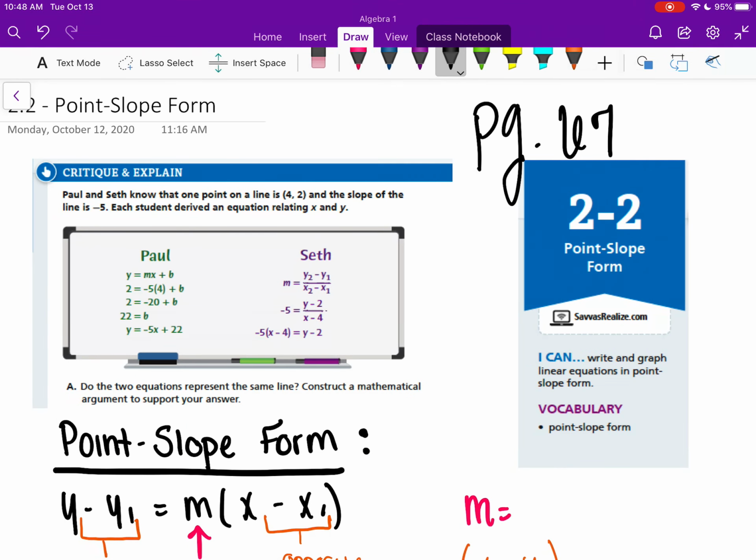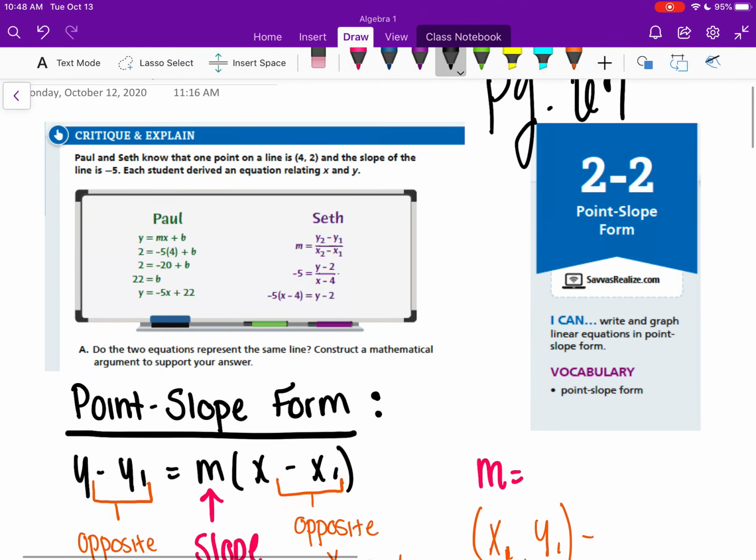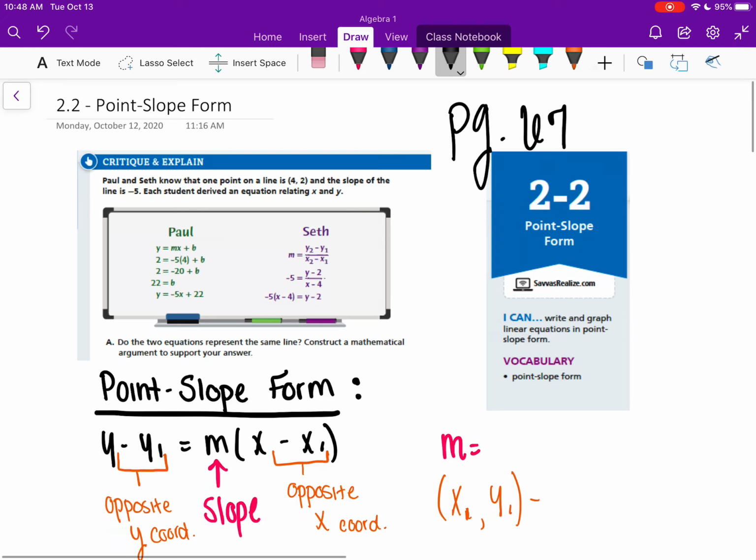All right, lesson 2.2 is about point slope form. Turn to page 67 of that workbook. And on that first page, we're going to take some notes over what point slope form is. In our last section, we learned slope intercept form, which is one way to write the equation of a line. And point slope form is another way to write an equation of the line.